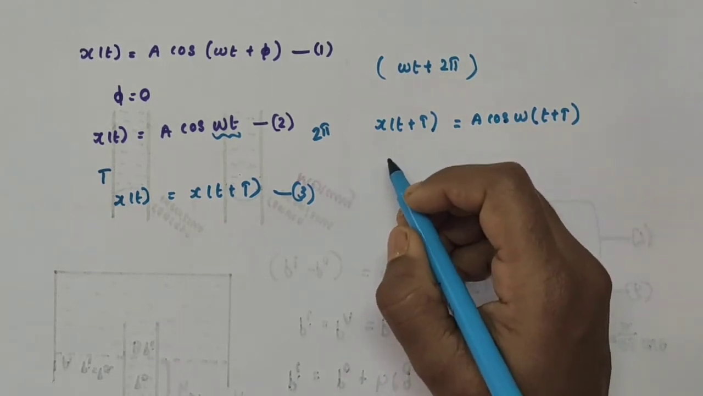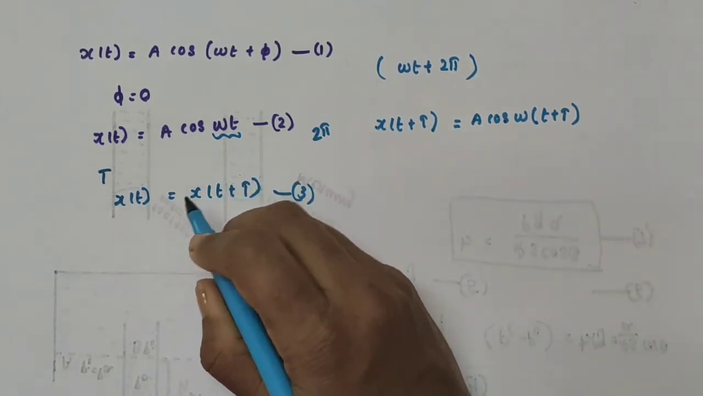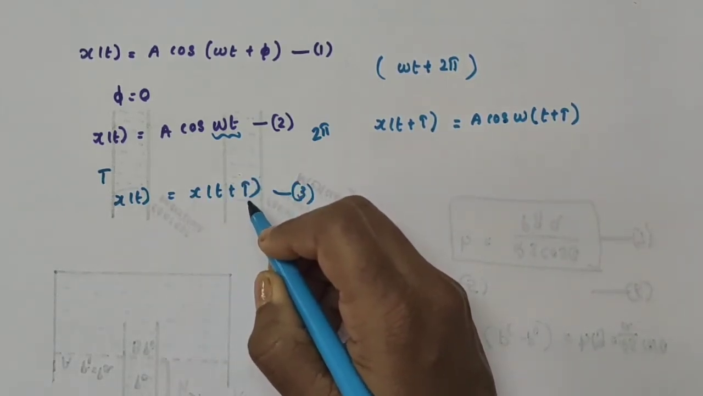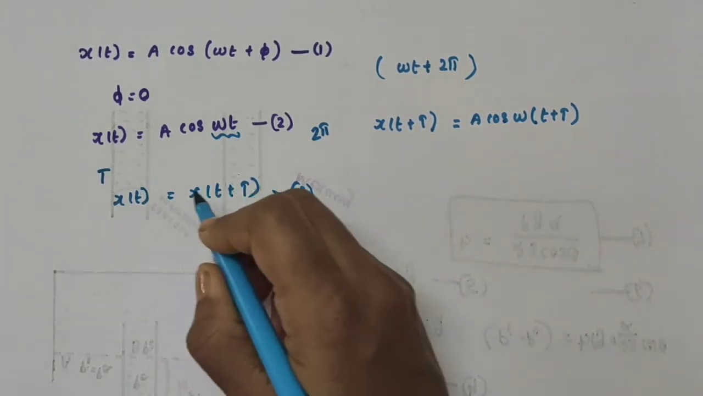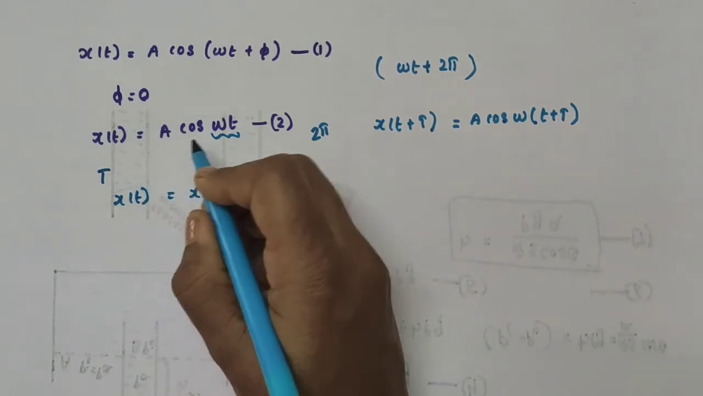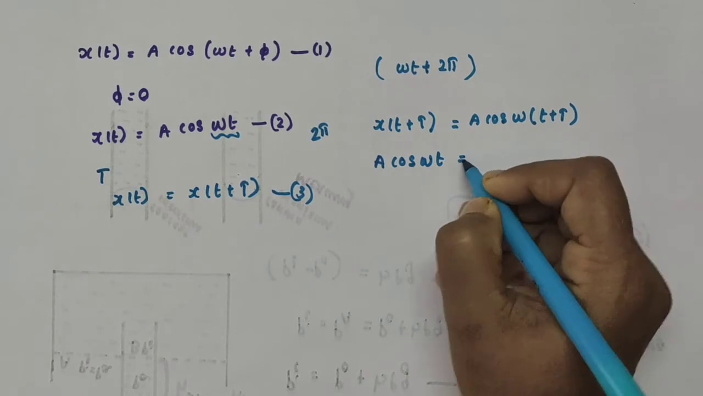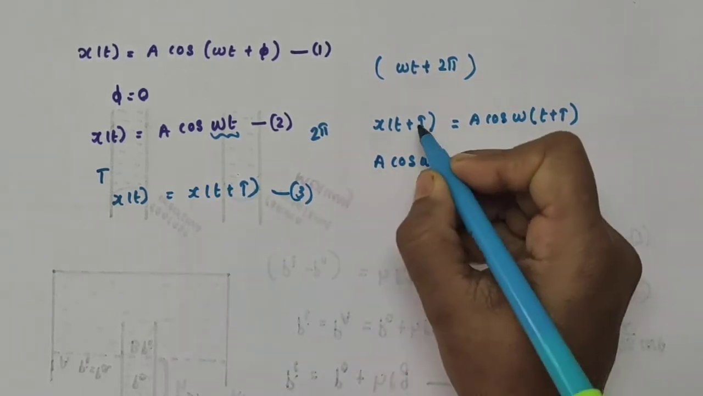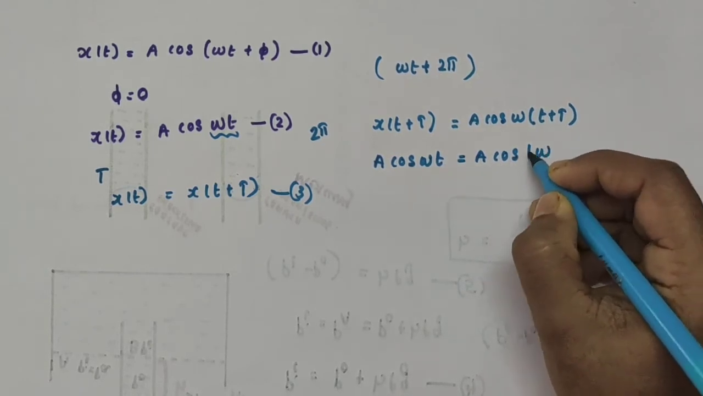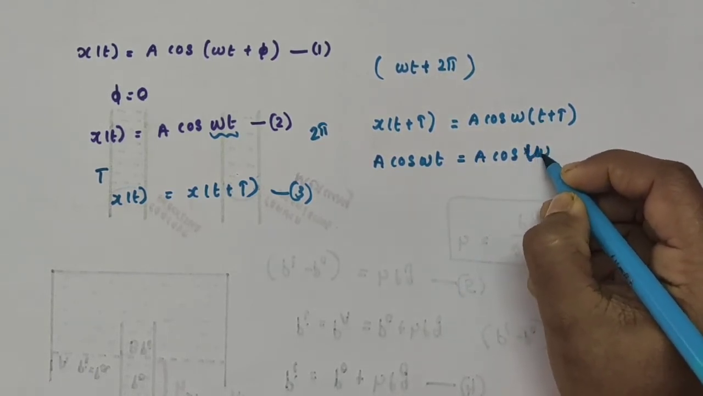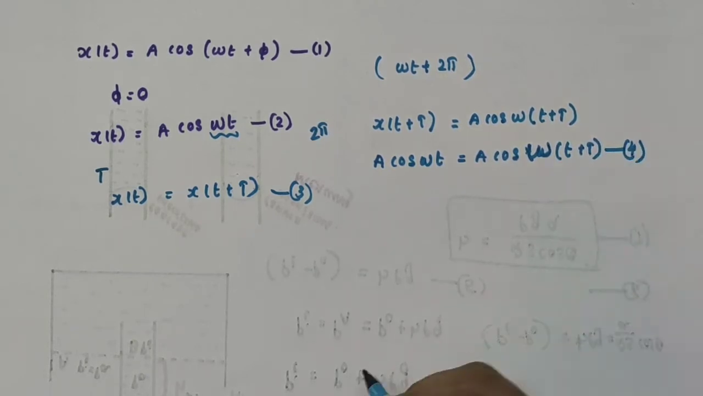See here we have x of t is equal to x of t plus T, which is taken as equation number 3. What is this x of t? x of t is A cos omega t, which is equal to x of t plus T. What is that x of t plus T? x of t plus T is A cos omega of t plus T. I'm taking this as equation number 4.